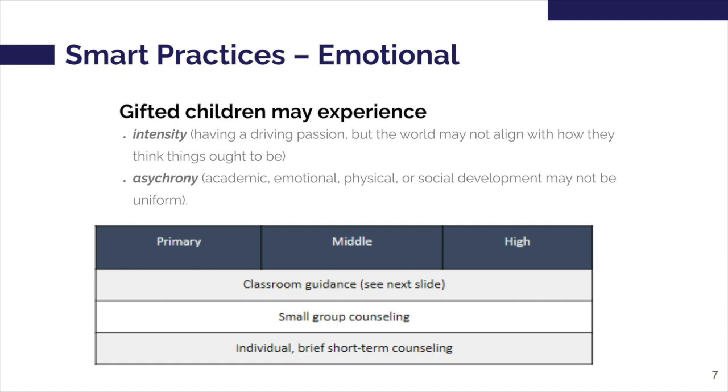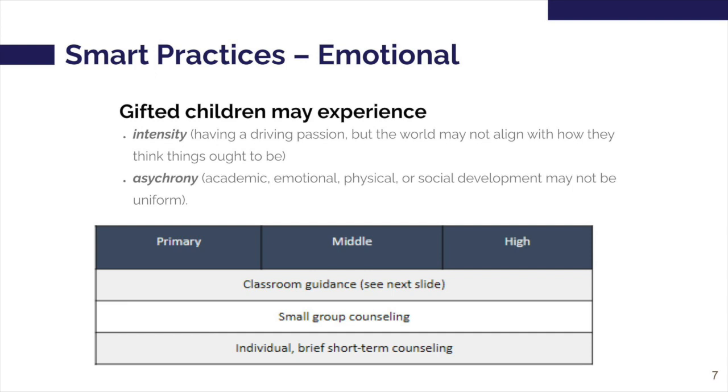So on top of what Toya was discussing, the anxiety, the depression, and the perfectionism, there's two that people may not know as well. There's intensity. So this is gifted students sometimes have this driving passion, or they see the world in a specific way. And they can be in conflict sometimes with their peers or even adults if they don't understand why everyone else is not seeing things their way or are not as passionate about things as they are.